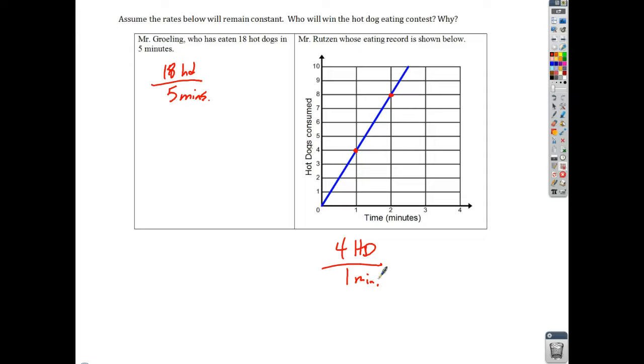And then let's look at this one. Okay, well, Mr. Rutson is going to be faster. Okay, because look, in order for this to be 4 hot dogs per minute, then this would have to be 20, right? But let's go ahead and divide it. So 18 divided by 5, how many times is 5 going to 18? I'm not going to do the long division. This ends up being 3.6 hot dogs for every 1 minute, okay? So in this case, Mr. Rutson will win the hot dog eating contest.